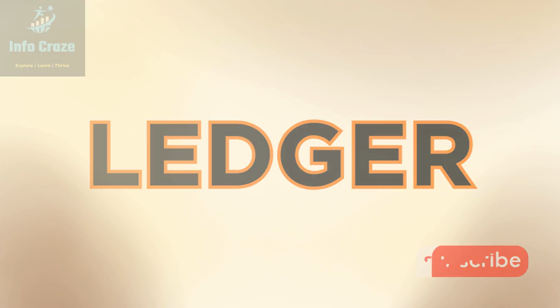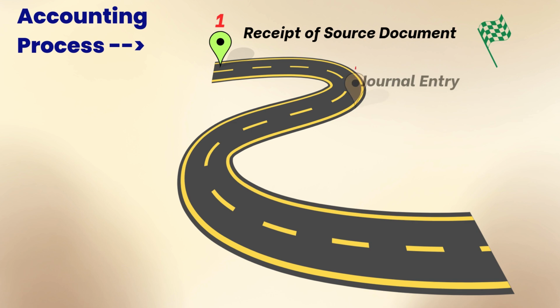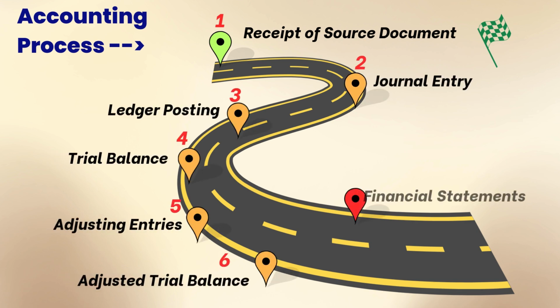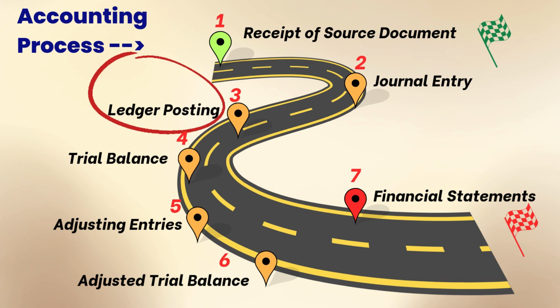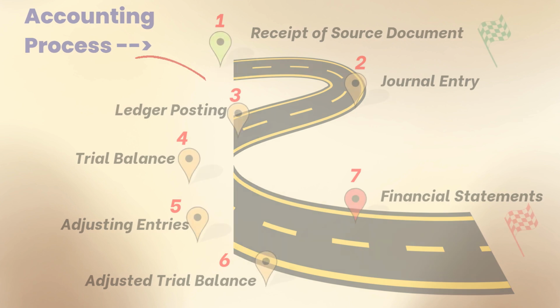Now let's get started. As we have studied earlier in my video on basics of accounting, there are 7 broad steps in the accounting process, which starts with the receipt of source document and ends with the preparation of financial statements. In case you have not watched that video, you may please check the same at the end of this video. As our topic for today's video is ledger, we will concentrate on the third step highlighted in the screen, which is ledger posting.